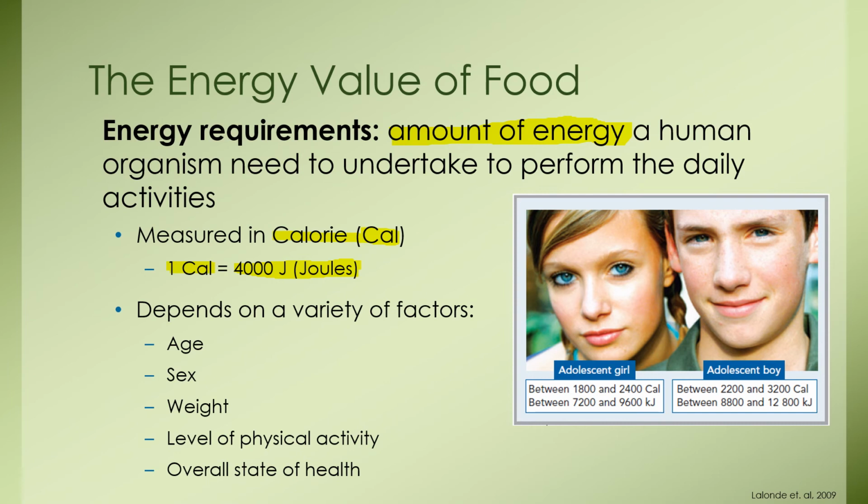For example, the girl needs between 1,800 and 2,400 calories per day, okay? And the boy needs a little bit more, 2,200 to 3,200. So at about the same age, boys and girls have different requirements. That's why boys, for example, eat more, and girls usually eat less, okay? Because they have different requirements. So this varies according to the age, the sex, the weight, the level of physical activity, and your overall state of health.